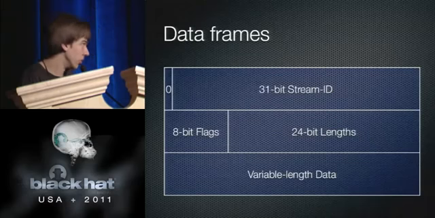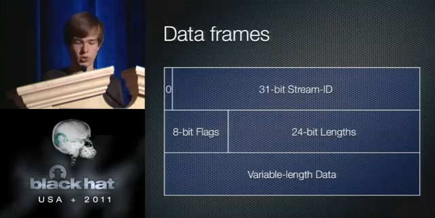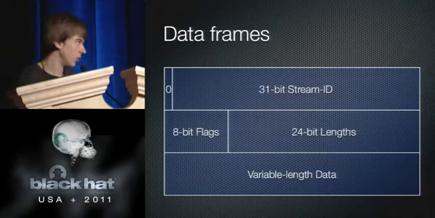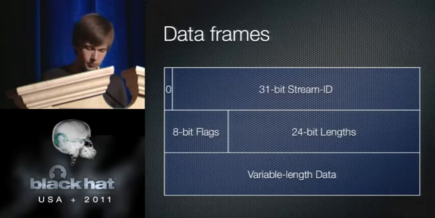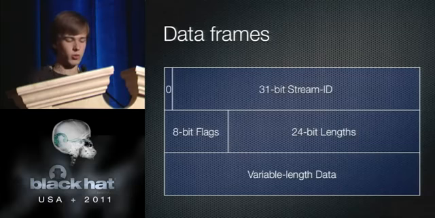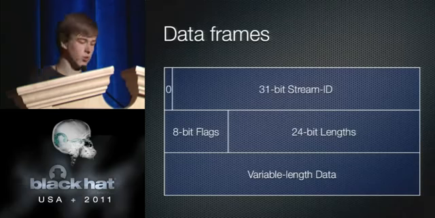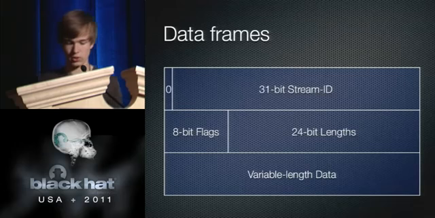A data frame looks basically like this. You have the 0 as the first bit telling you, okay, that's a data frame, and then you have a 31-bit stream ID, which actually tells you to which data stream this data frame correlates. Then you have 8 bits of flags. Flags can be used to notify the receiver of the frame of several things, like, okay, this is the last package that I'm going to send you, or this data is compressed, please use gzip to decompress it, and so on.